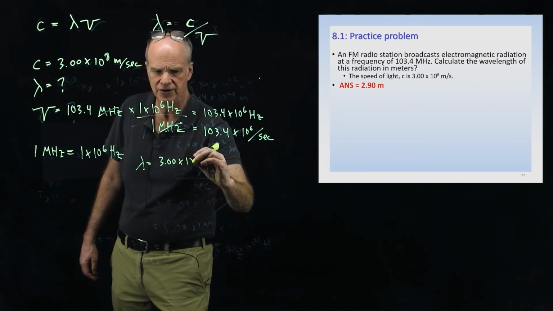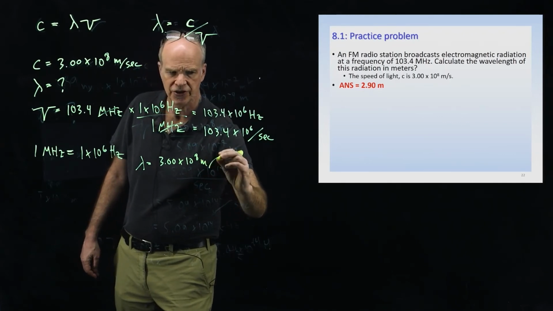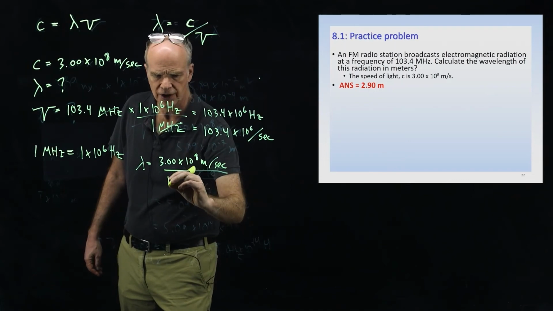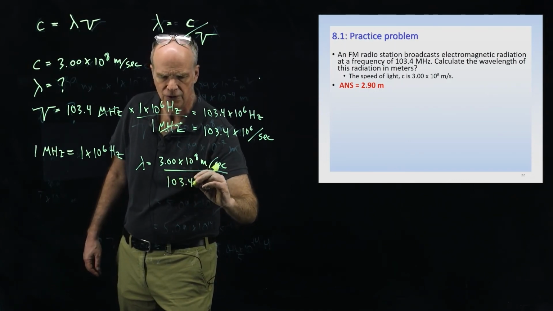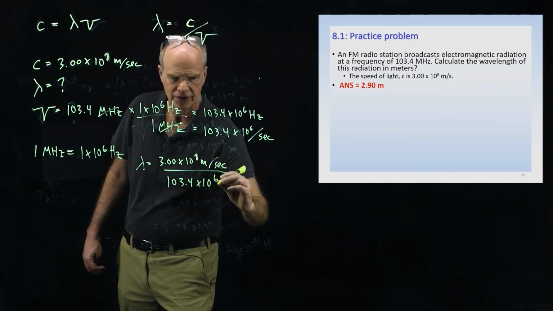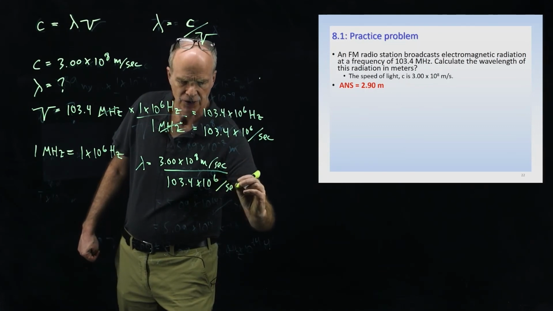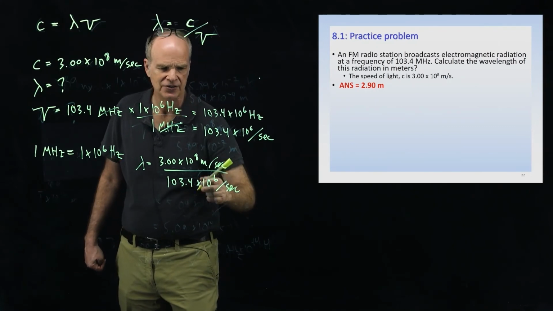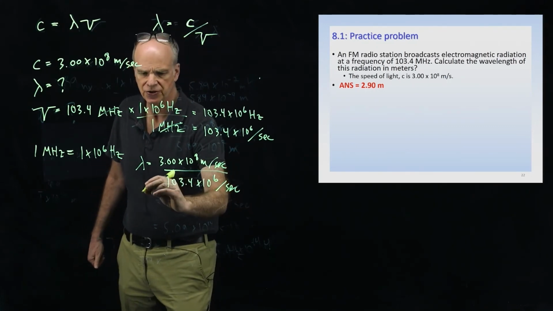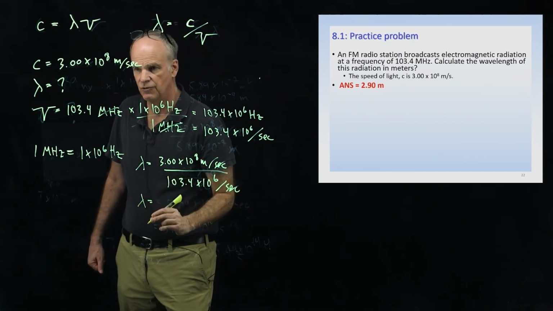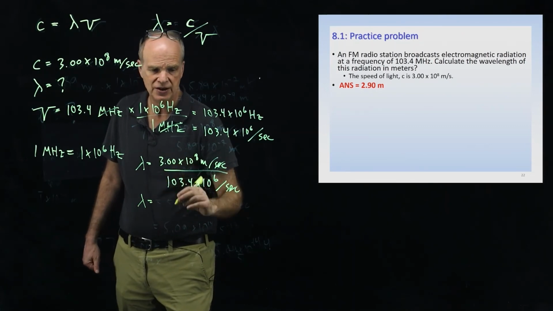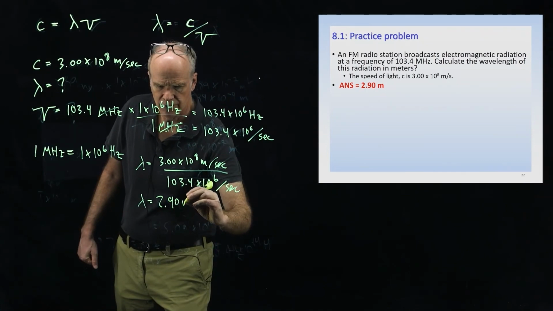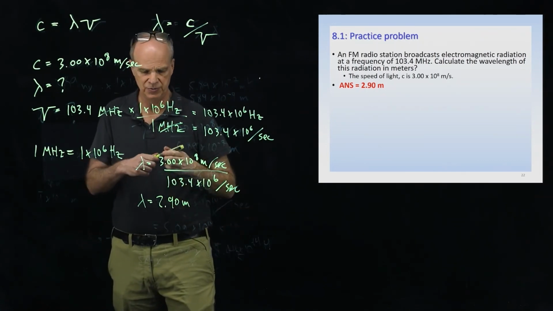So wavelength here is equal to 3.00 times 10 to the 8 meters per second over 103.4 times 10 to the 6 per second. And so one of the things you can see now at this point is that the seconds cancel out, and so we should get an answer in meters. And so if you go ahead and do the math, what you'll get is 2.90 meters. Okay, so let's move on.